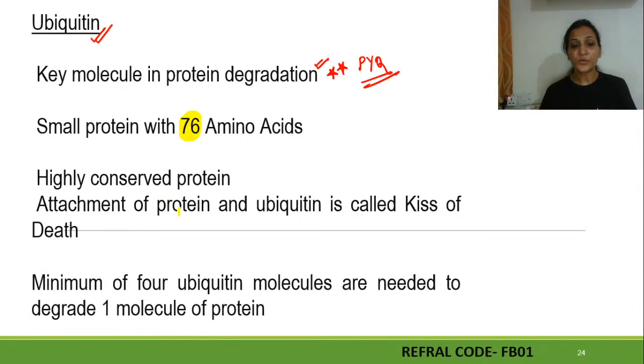So attachment of protein and ubiquitin is called the kiss of death. If a protein is attached with ubiquitin, at least 4 ubiquitin molecules, it means now it is destined to death or destined to degradation. So that's why it is called the kiss of death. Okay, a minimum of 4 ubiquitin molecules are needed to degrade one molecule of protein. We have seen it through the picture also that at least 4 ubiquitin molecules are needed.